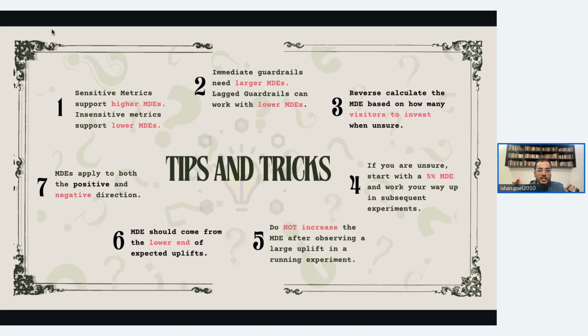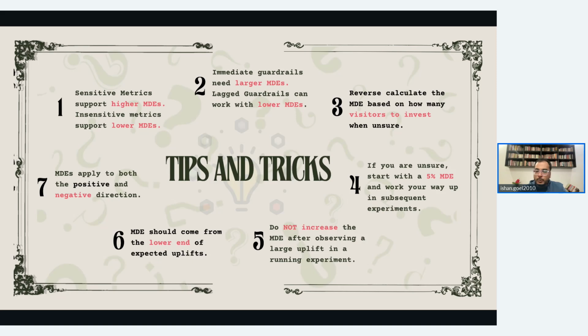I'm constantly checking if anyone has questions. One question that I am usually asked is: is it okay to reverse calculate the MD based on how many visitors to invest? It is totally fine to do that. You can have an idea of the duration you want to run the test or how many visitors you want to invest in the test. Then you can reverse calculate the MD, and then you can take a call if this looks like an MD that would be able to include the change that you are expecting.